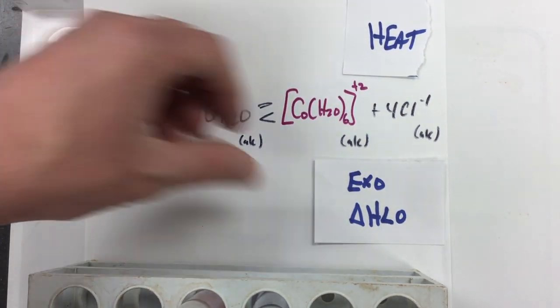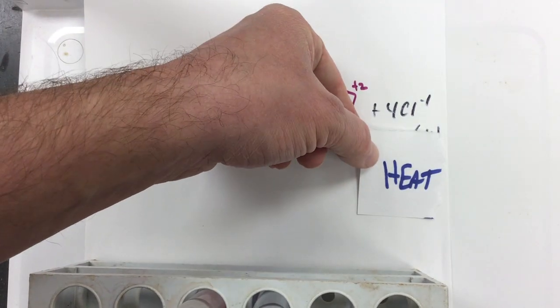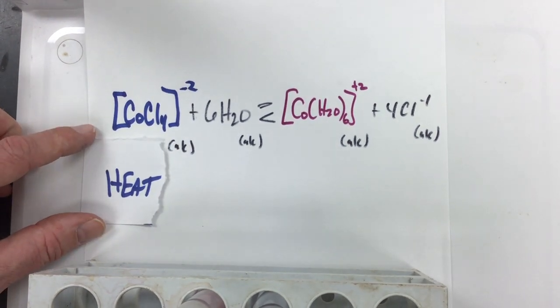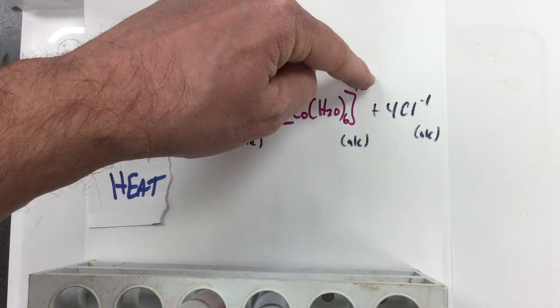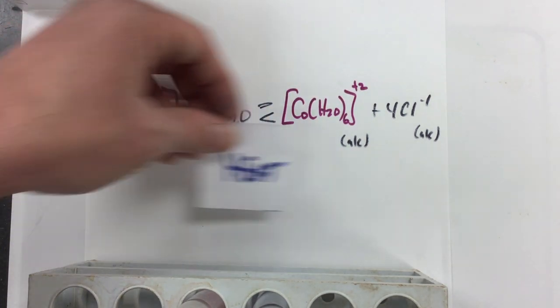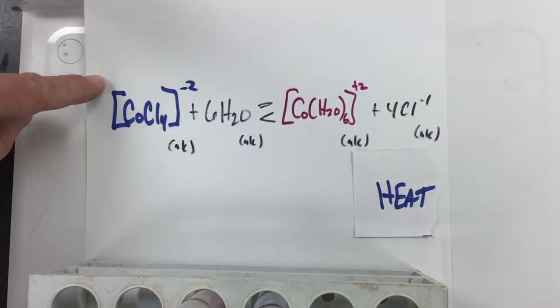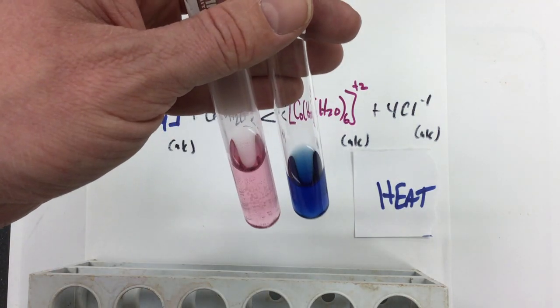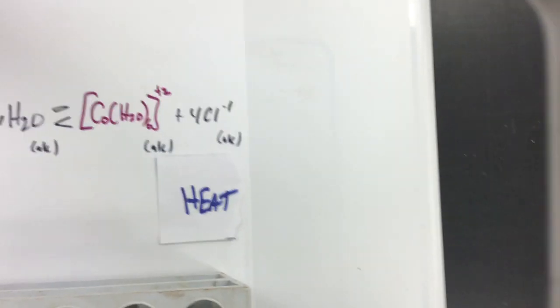So how can we tell? Well, heat is either going to be over here or it's going to be over here. Well, if it's over here, what would happen if we heated this system up? We would heat the system up. It would try to get rid of the heat by going to the opposite side, and it would turn pink. If heat is over here on the product side and I heated it up, then it would try to get rid of the heat by going back over here to the blue side. So here I have one pink and I have one blue. I'm going to put both of these into hot water over here, and we are going to watch to see what happens.